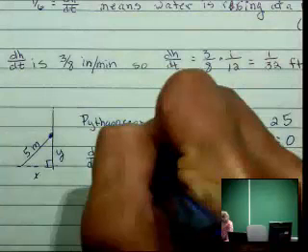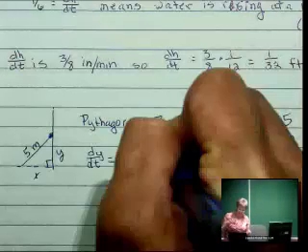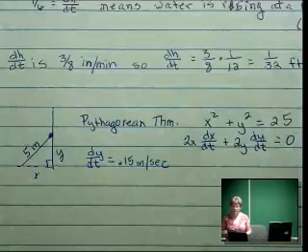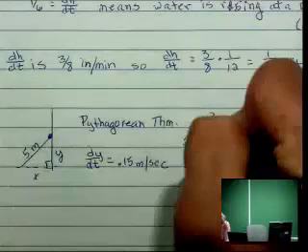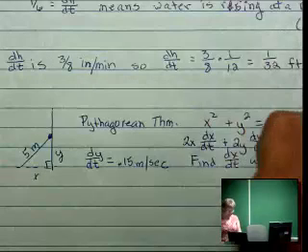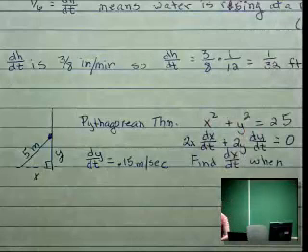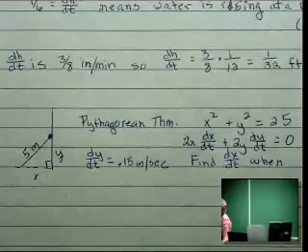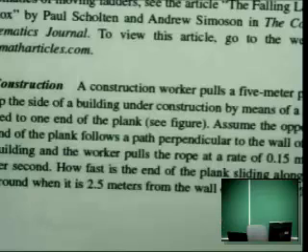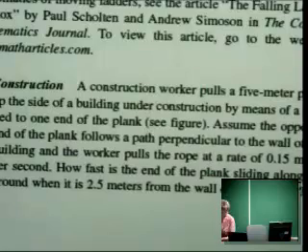How fast is the end of the plank sliding along the ground? That's dx over dt. Negative. Find dx over dt when it is 2.5 meters from the wall of the building. Is that x equals 2.5 or y equals 2.5? That's the distance the end of the plank is from the wall. That's your x. When x equals 2.5.